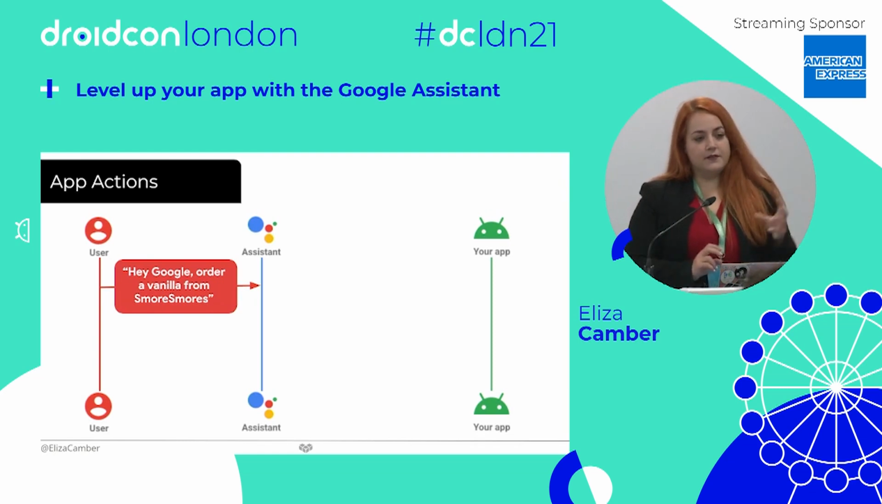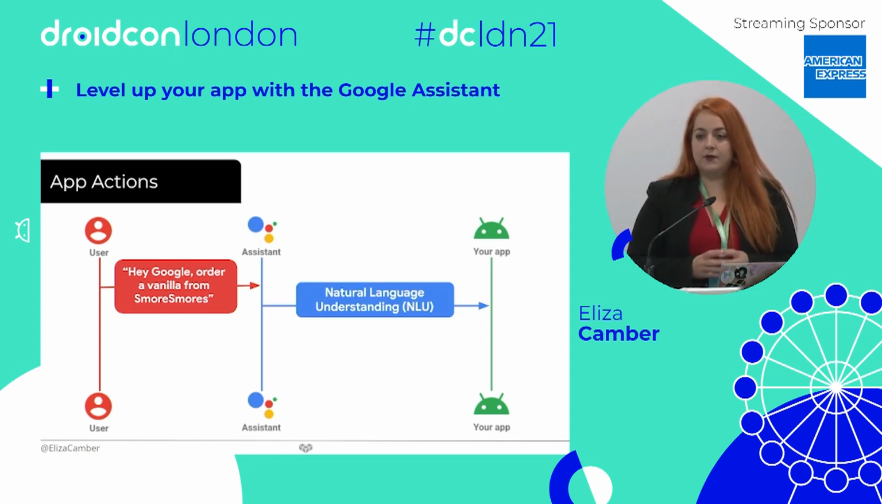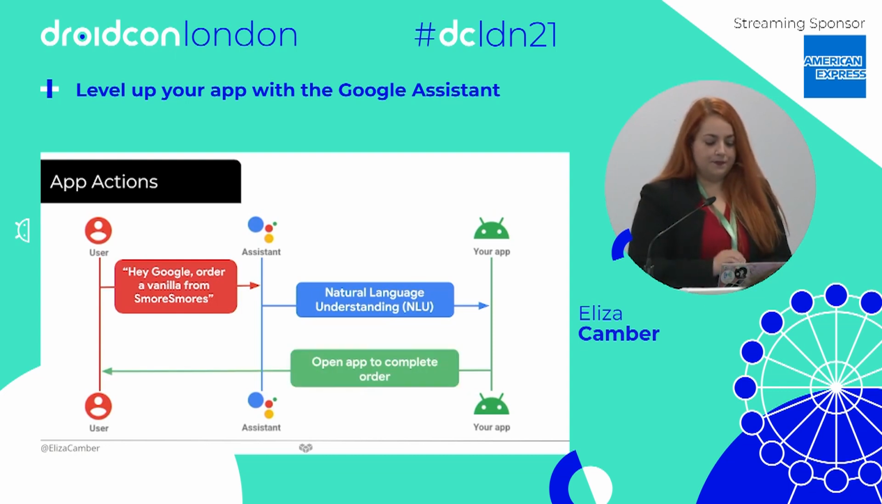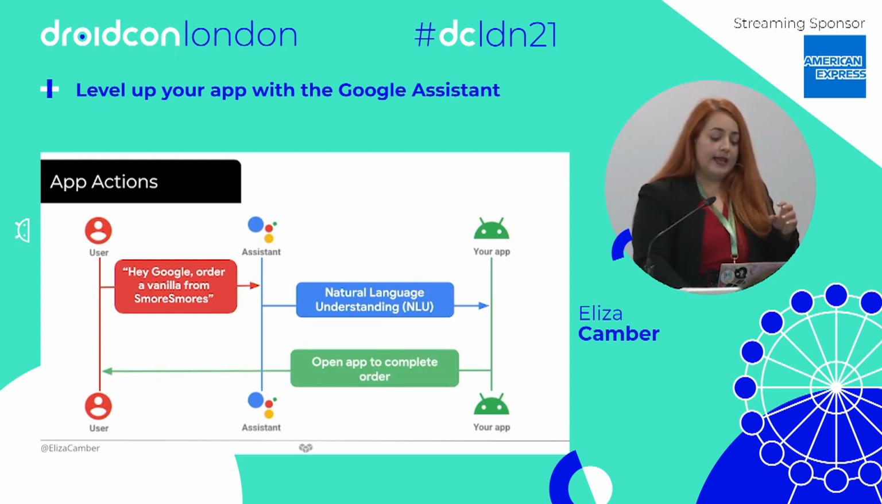First of all, we have the user that will say, hey, order me this. The Google Assistant will process the user's request by using natural language understanding, or NLU for short. And the assistant will then figure out what the user is trying to do or what they are saying. Then the app is going to be triggered, and it will also take all the data for you to fulfill the order.